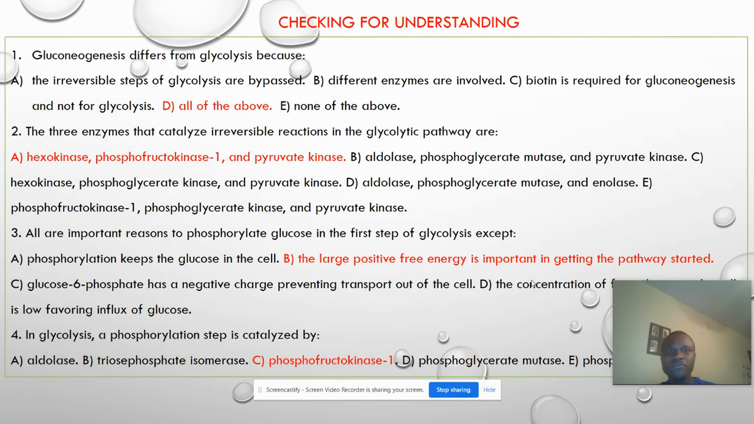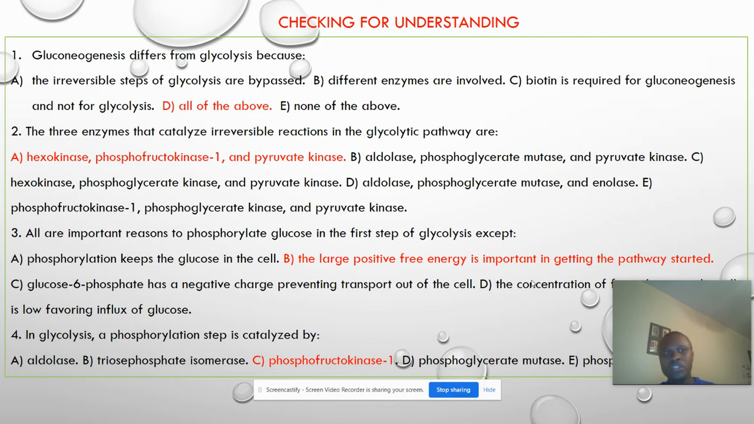All right. So the right option for question number 1 is all of the above. Gluconeogenesis is distinct from glycolysis because of all of those reasons. The irreversible steps of glycolysis are bypassed, different enzymes are involved, and biotin is required for gluconeogenesis, but it's not required for glycolysis.